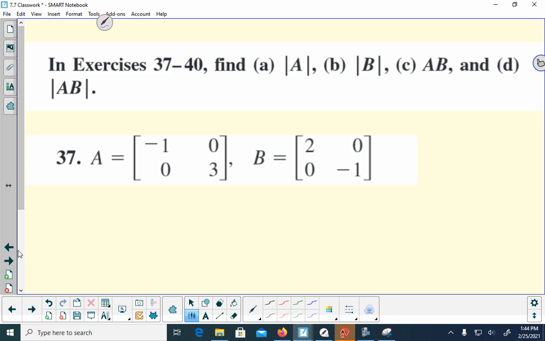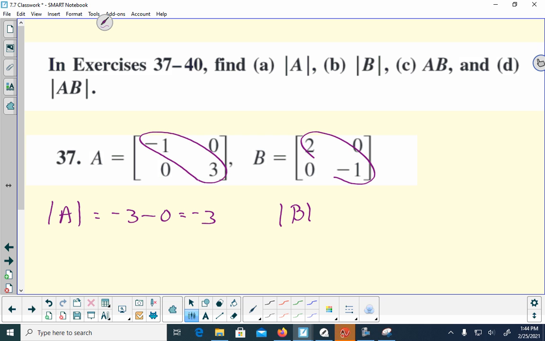The next one wants me to find the determinant of A, the determinant of B, then it wants me to multiply the two matrices, and then it wants me to find the determinant of the product. So the first thing I'm going to do is find the determinant of A. And remember, those two lines that look like an absolute value, that's what they mean. That means determinant. So this will be negative 3 minus 0, which is negative 3. So the determinant of A is negative 3. The determinant of B is going to be negative 2 minus 0, which is negative 2.